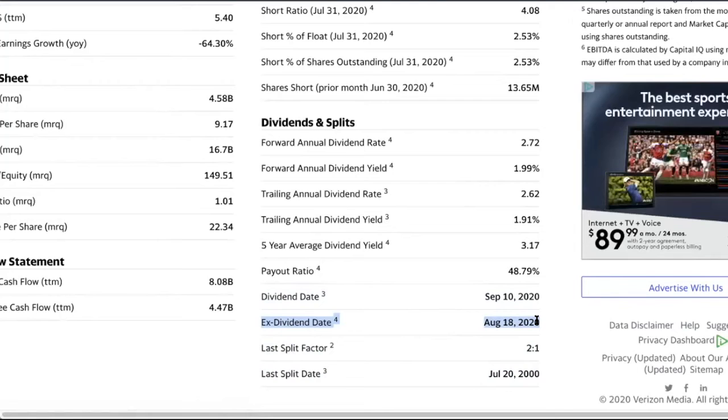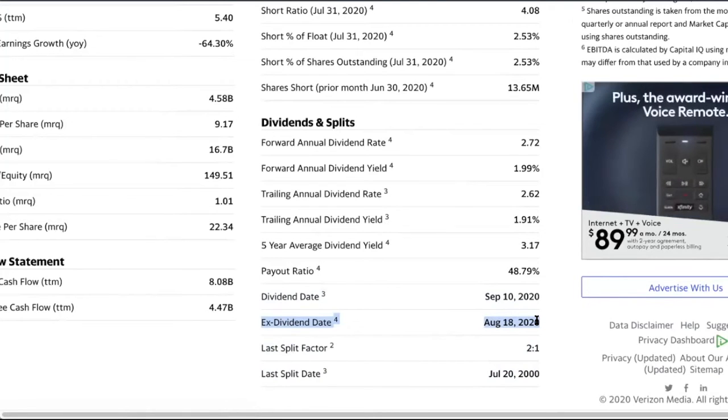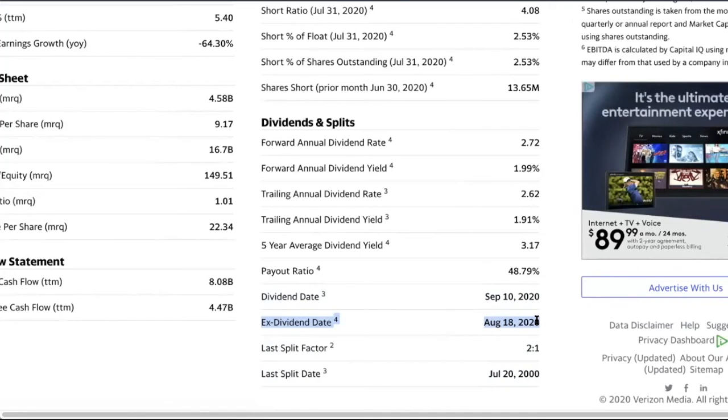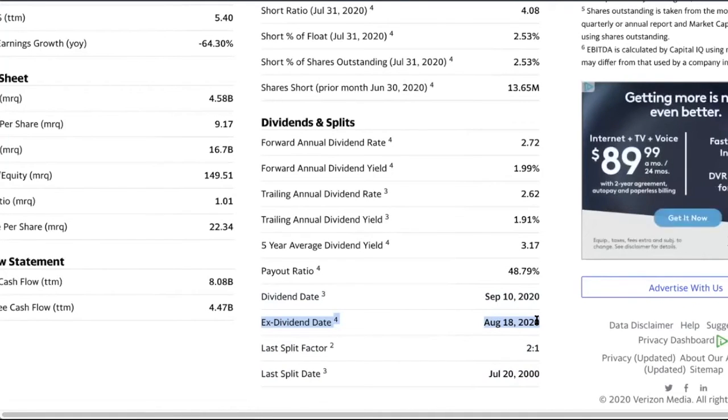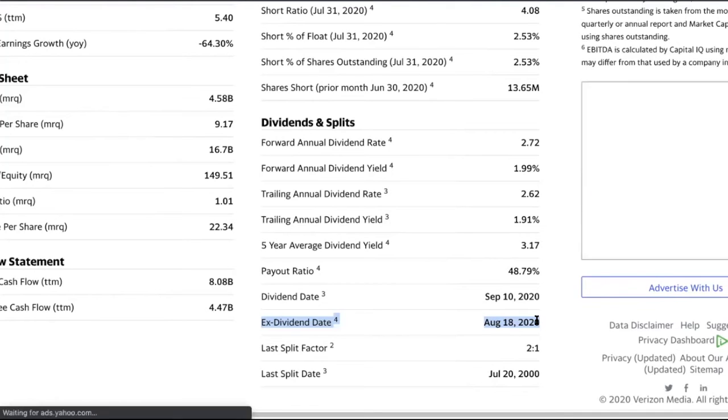In order to own stock by the record date, you need to purchase the shares the day before the ex-dividend date. This means that if I want to receive the dividend payment on September 10th, then I would need to purchase the stock on August 17th or earlier.